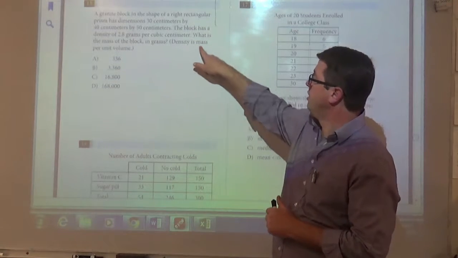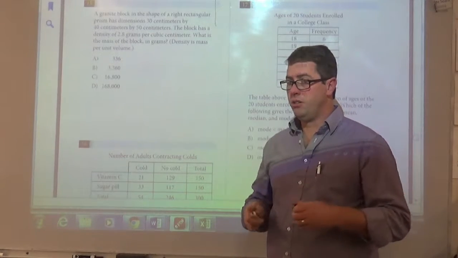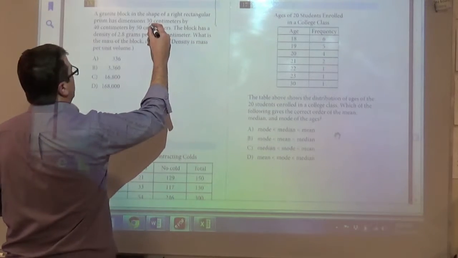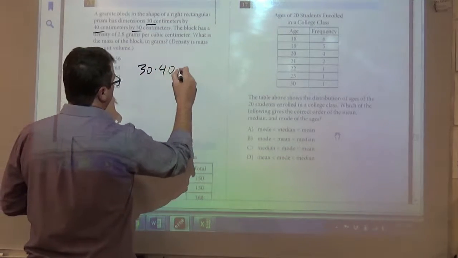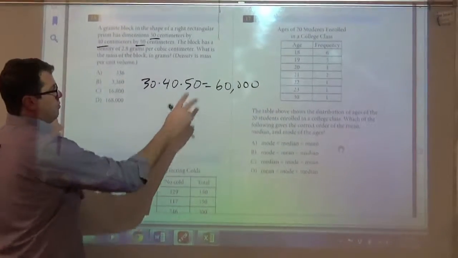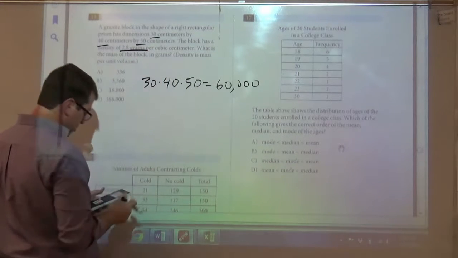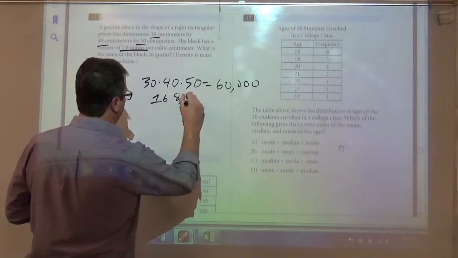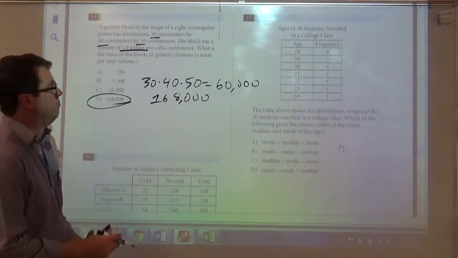And it says density is mass per unit volume. So basically, we're just going to find the volume and multiply it times the density. So we'll multiply 30 times 40 times 50 to get the volume. And then I'm going to multiply this times the density, times the 2.8. So I get 16. So my answer is D. They did have C with the wrong number of zeros.